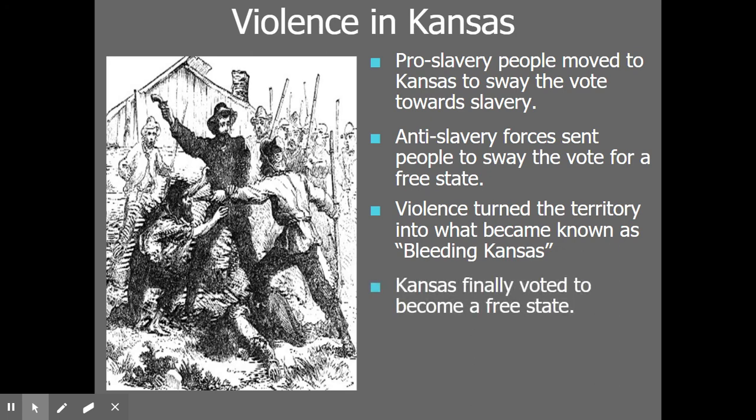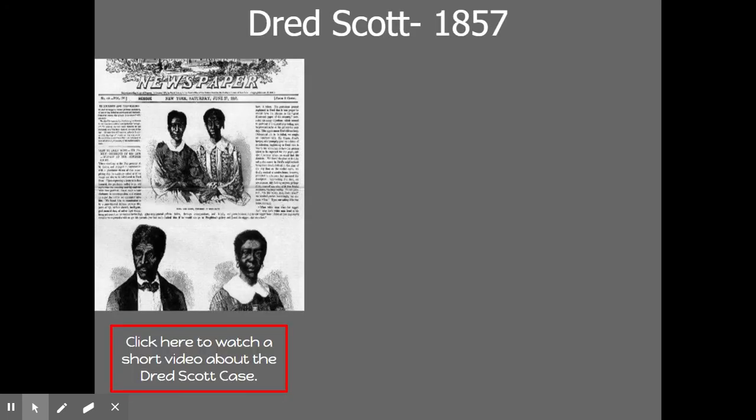So Kansas finally votes, and they end up deciding to become a free state. And the southern states felt like the vote was unfair. They felt like the vote had been swayed by abolitionists, and that the vote itself was not fair.